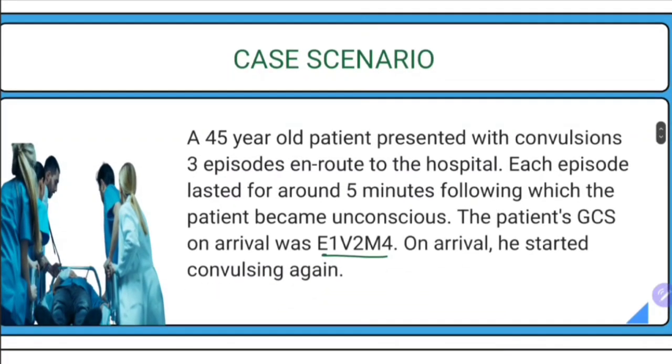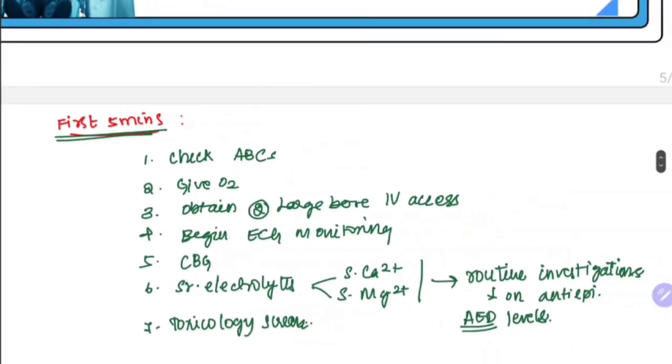So in any emergency, the first thing which should come to our mind is airway, breathing and circulation. The first 5 minutes are golden minutes over here, because whatever diagnosis we arrive at later is going to depend upon this first 5 minutes. So first check the ABCs: airway, breathing and circulation.